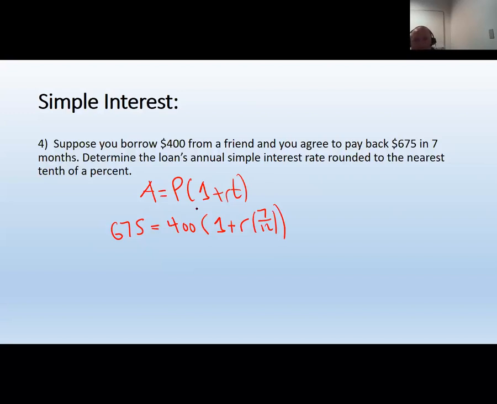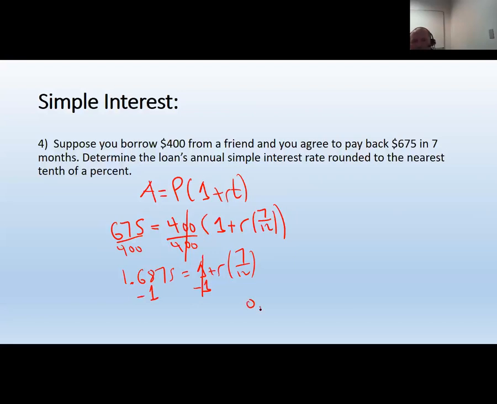And the first thing I would do, rather than distributing the 400 into the parentheses, I would divide by 400 on each side to cancel it out. If you take 675 divided by 400, you end up with 1.6875 equals 1 plus R times 7/12. Basically, you don't need the parentheses anymore because there's nothing attached in front of them now. But you can now solve for R, so you have to cancel the 1 out. You're going to go ahead and subtract 1 from each side.